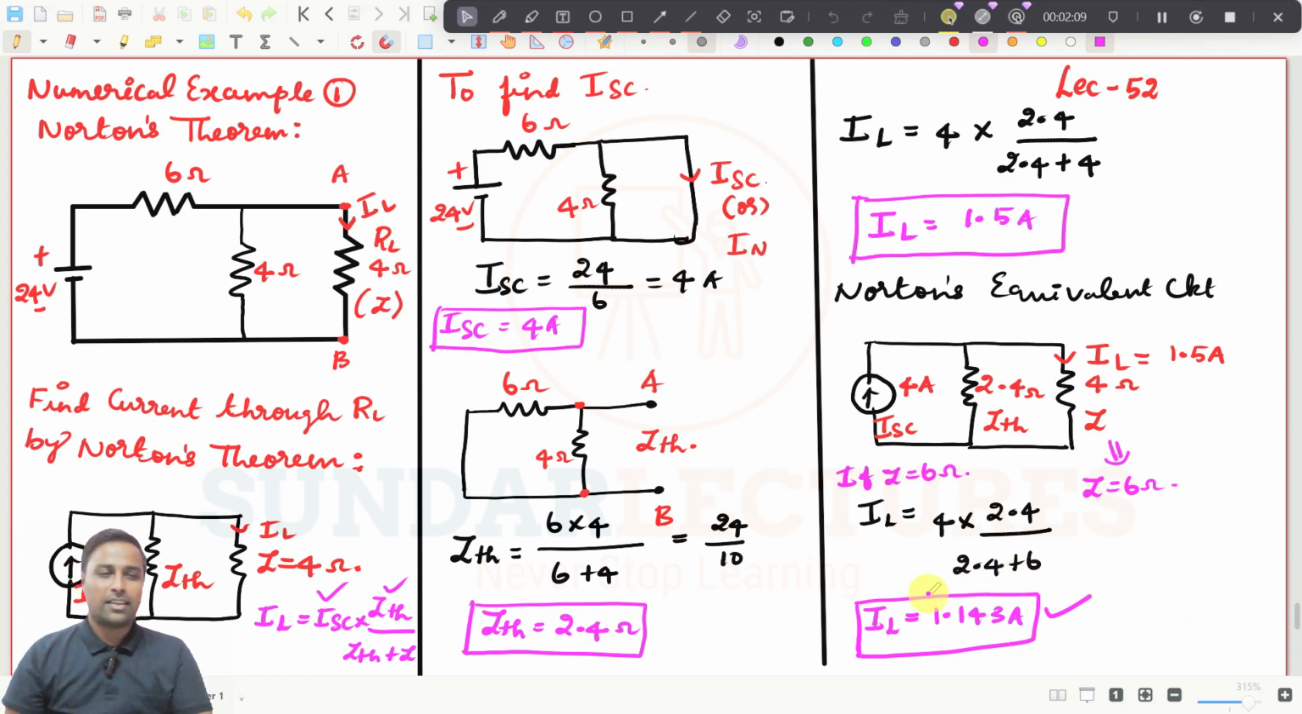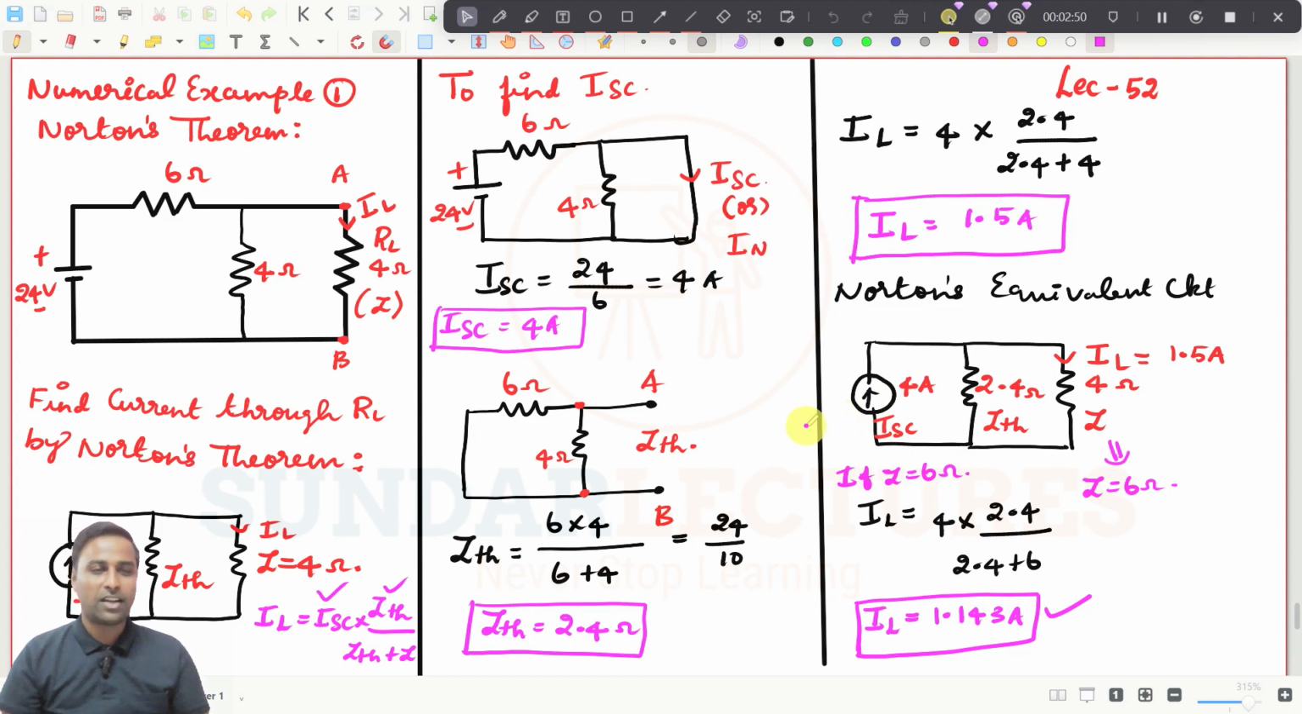So if you have an electric circuit where a single resistance value will be changing, maybe depending upon time, and you want to find the current in that particular branch every time, it is not necessary to solve the circuit again. We can easily find the current in that branch by using the Norton's equivalent circuit. That is the application of Norton's theorem.